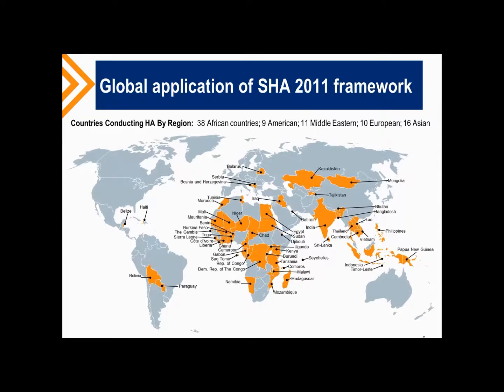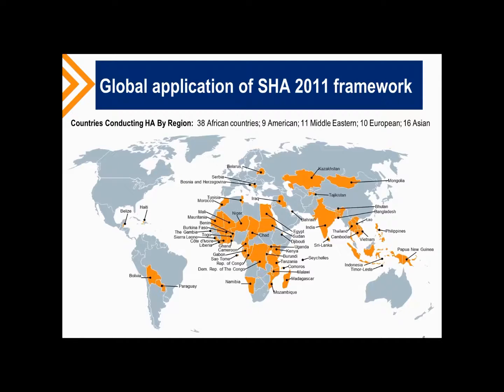Health resource tracking is not new. Countries have been tracking their spending since the 1950s, and health accounts using the official SHA framework have been produced for the past 15 years. The map that we're looking at here shows countries that have conducted health accounts with SHA 2011. So that is all exercises since 2010. And you can see from the countries represented that over 80 exercises have been conducted across 55 countries to date.